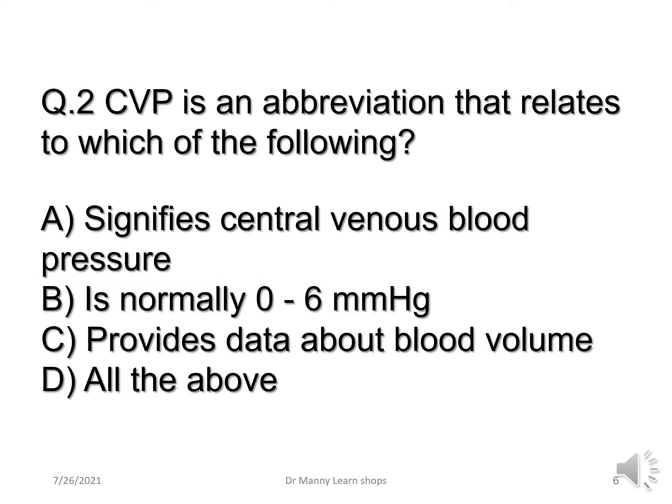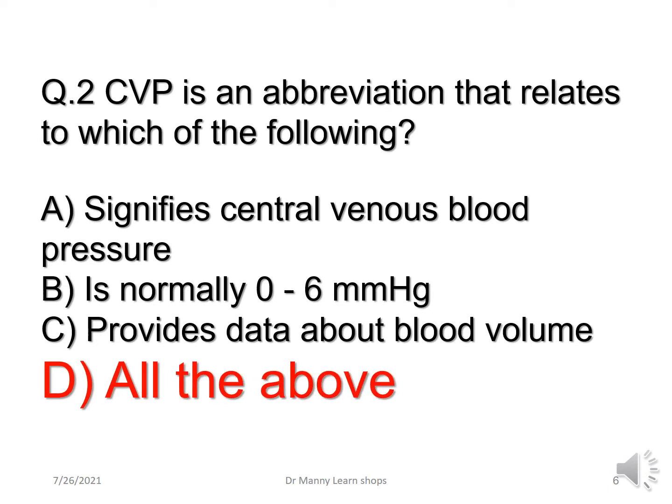Question 2. CVP, it's an abbreviation that relates to which of the following? A, signifies central venous blood pressure, B, is normally 0 to 6 millimeters of mercury, C, provides data about blood volume, or D, is it all of the above? The correct answer is, it's all of the above.